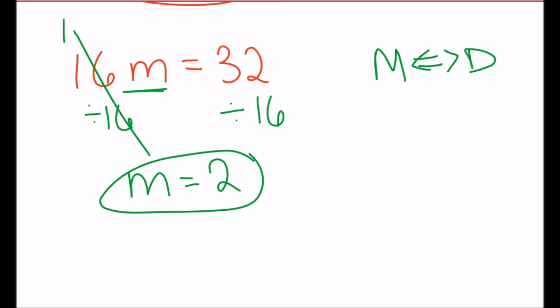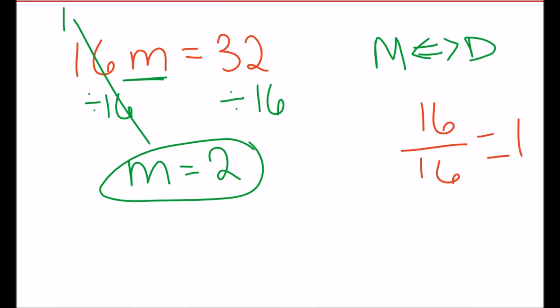Alright, and just in case you're confused, 16 divided by 16 is 1. It's one of the properties of algebra. So, new problem. The next problem's a little challenging. It combines what we just did in both the previous problems. We have 5x minus 10, and that is going to equal 80.